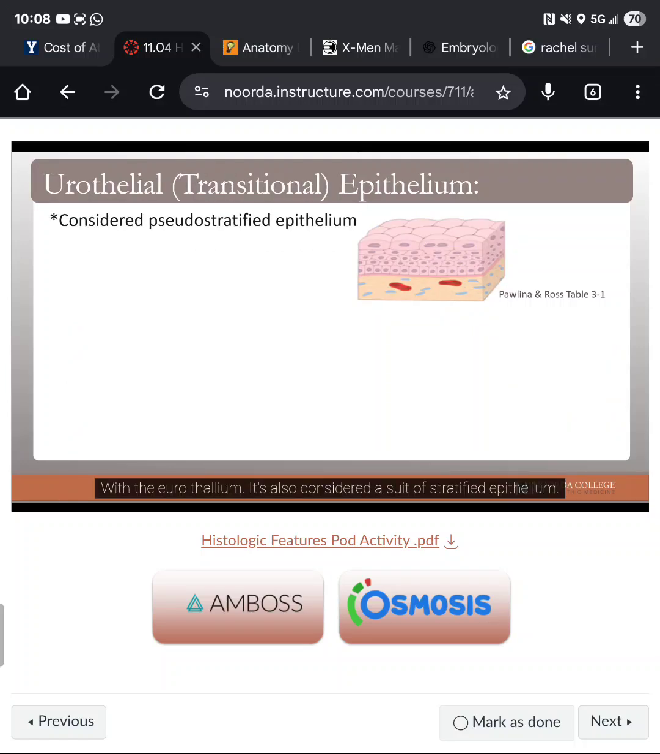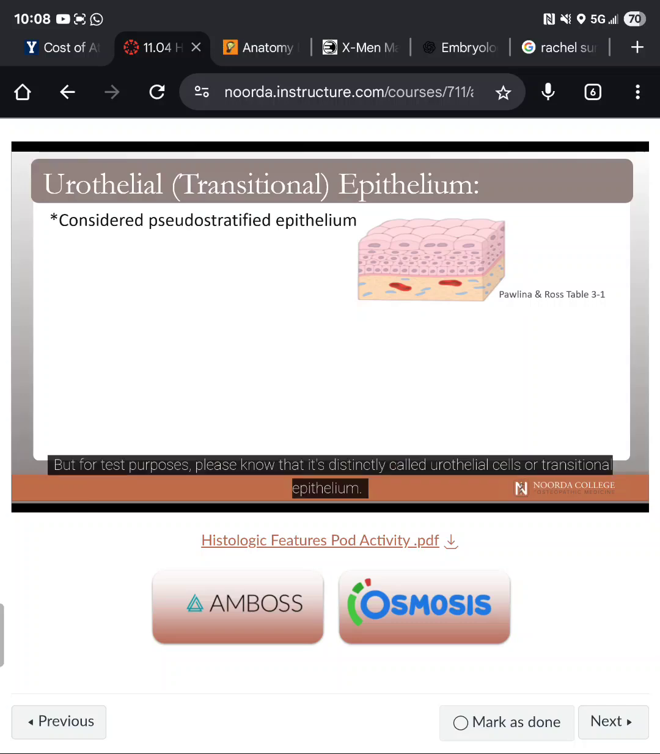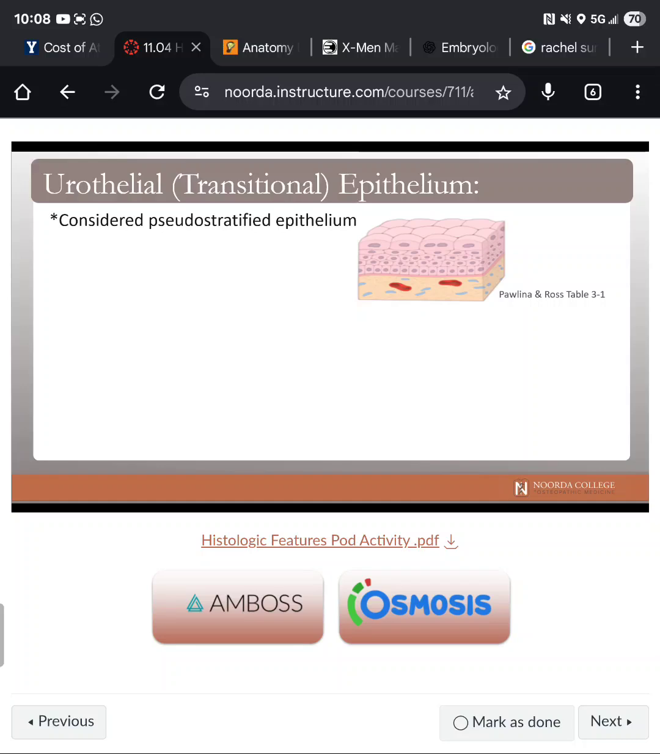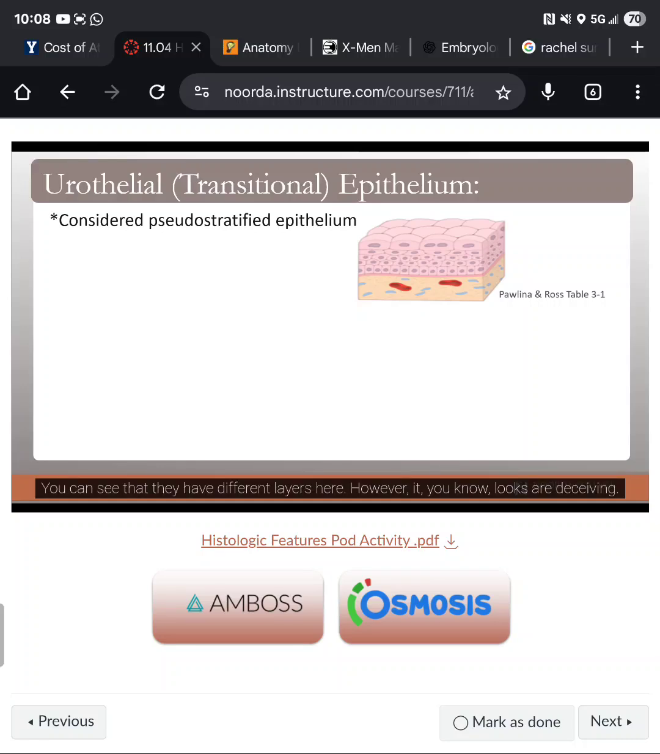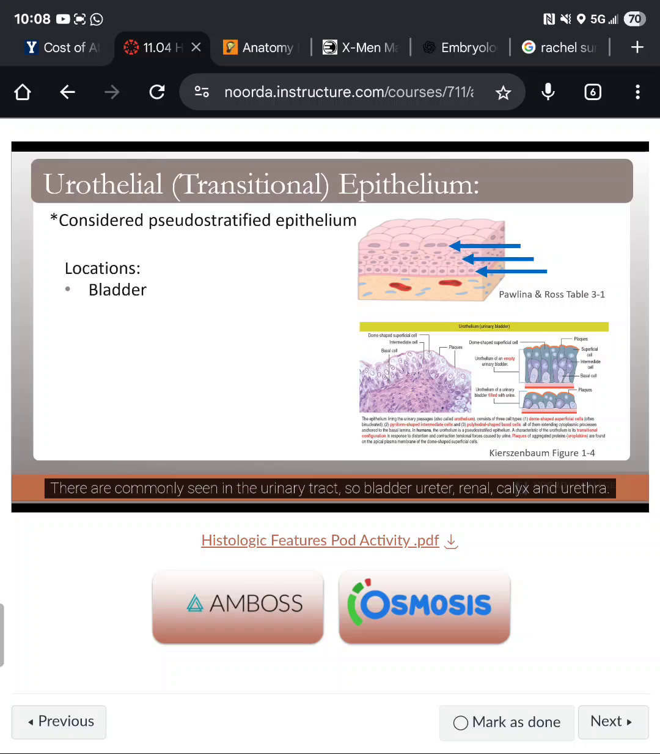With the urothelium, it's also considered a pseudostratified epithelium, but for test purposes, please know that it's distinctly called urothelial cells or transitional epithelium. You can see that they have different layers here. However, looks are deceiving. First, know that this epithelium is comprised of 3 cell populations. You got your dome cell, your intermediate cell, and your basal cells. They are commonly seen in the urinary tract, so bladder, ureter, renal calyx, and urethra.